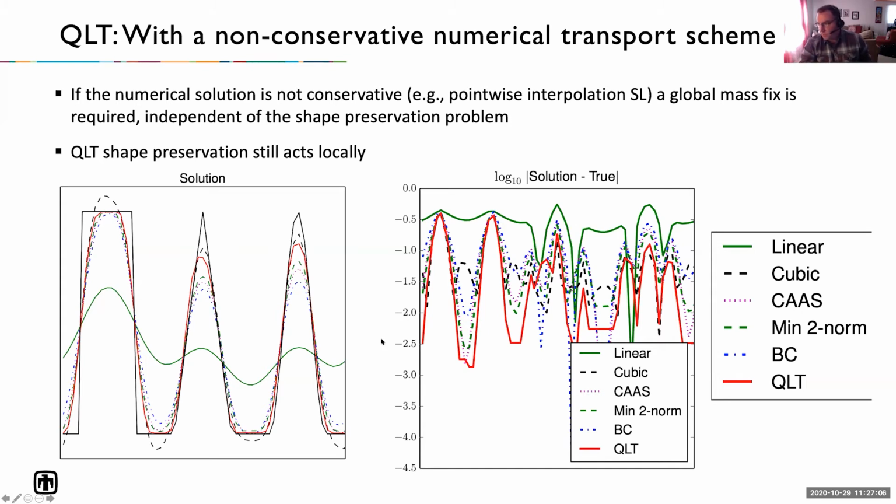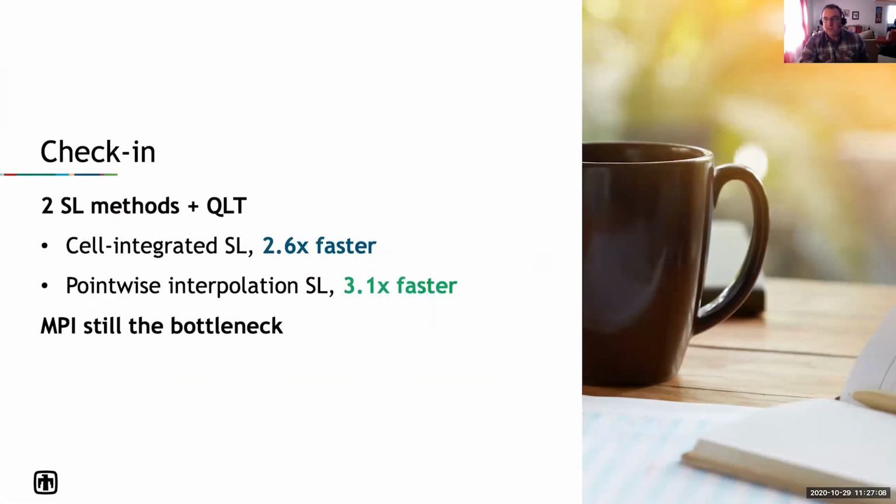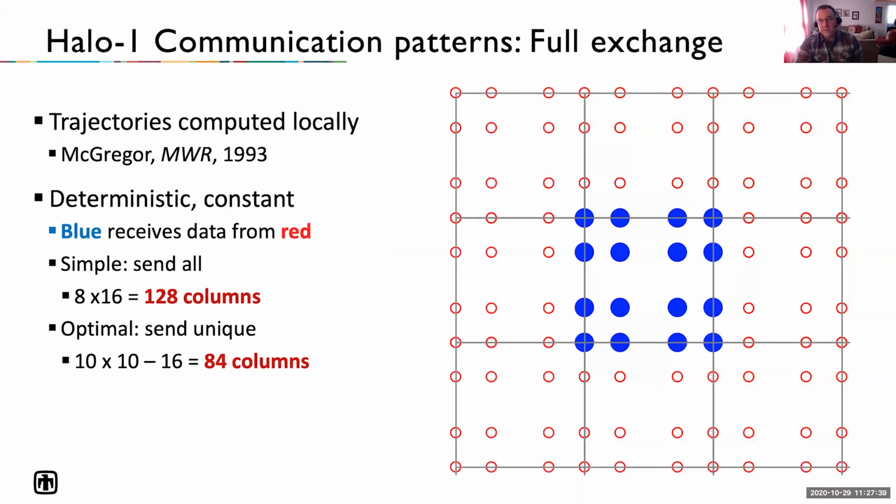So at this point, I thought we'd take a breath. So we have two semi-Lagrangian methods, both that use our quilt shape preservation approach. I should say that this quilt shape preservation was included in the timing results that I showed you earlier. But now we still have the problem that MPI is the bottleneck. And when we work on that problem, we can increase these numbers even more. And here is the MPI problem.